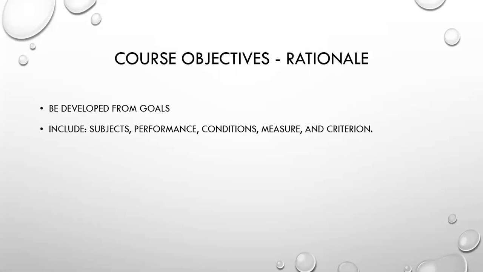Similarly, the objectives are set up with some criteria. As has been said by Graves, the objectives are more specific than the goals, and they should be developed from the goals. These objectives should be measurable with verbs from a taxonomy. And each objective should include subjects, performance, conditions, measure, and criterion.